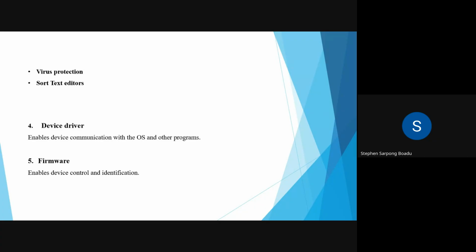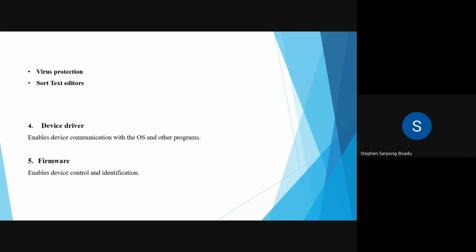Then the fourth one we talk about is the device driver. We're still talking about system software. So the fourth one is the device driver. It enables device communication with the OS and other programs. It's a system software that allows the operating system and the application programs to communicate with hardware devices.